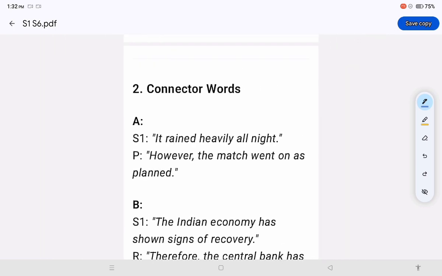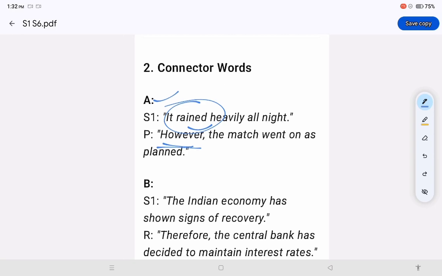See, a simple sentence we are following: It rained heavily all night. However, the match went on as planned. So this however is referring to the situation of raining heavily. So you know that however is connecting the sentences: it rained heavily all night and the match went on as planned. So these are the connecting points.